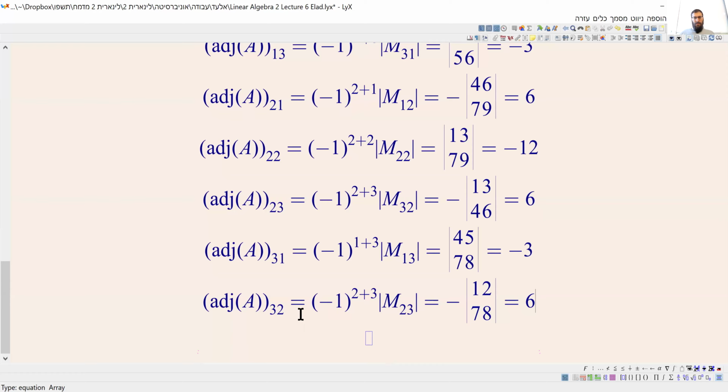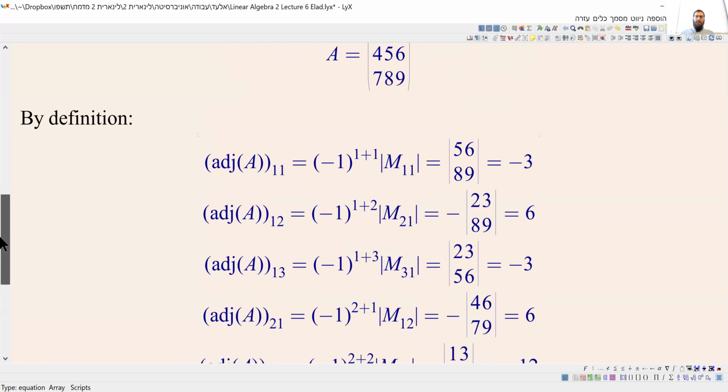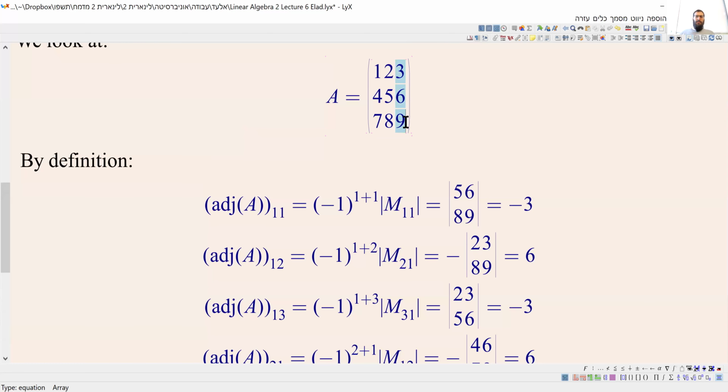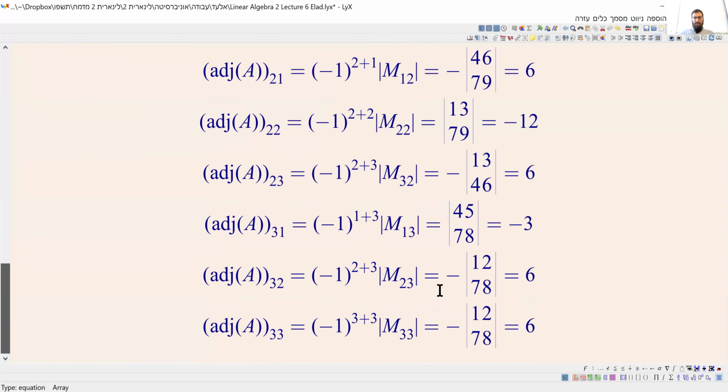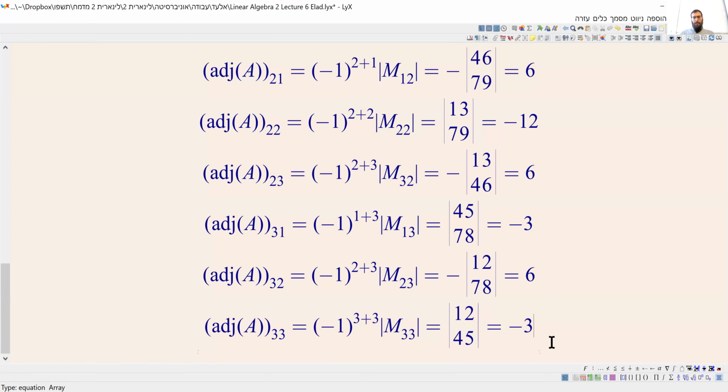And last but not least, our 3, 3 element of the adjugate matrix, minus 1 to the power of 3 plus 3, the 3, 3 minor, deleting the third column and the third row, we are left with 1, 2, 4, 5, which is minus 3.